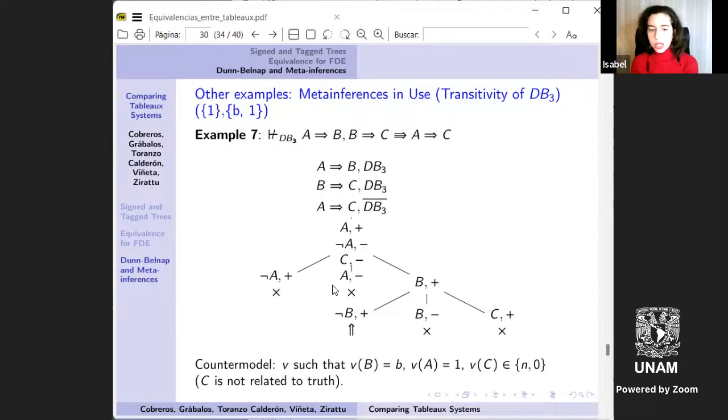It's a tree that branches quite fast because we have many options. And the counter model would be whenever B is related to both, A is related to 1, and C could be either neither or 0. So it's the one that's not related to true. This is it. This is an example of how we can apply this to build any kind of meta-inference rule.